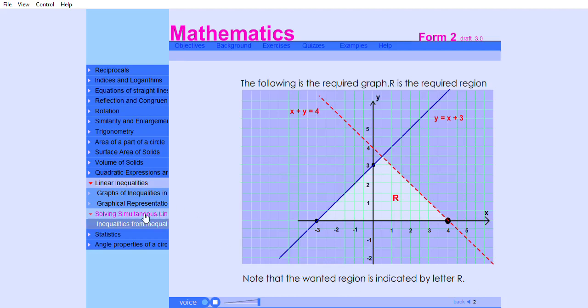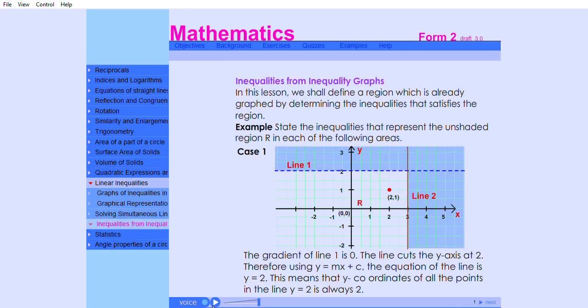Inequalities from inequality graphs. In this lesson, we shall define a region which is already graphed by determining the inequalities that satisfy the region. Example: state the inequalities that represent the unshaded region R in each of the following graphs.